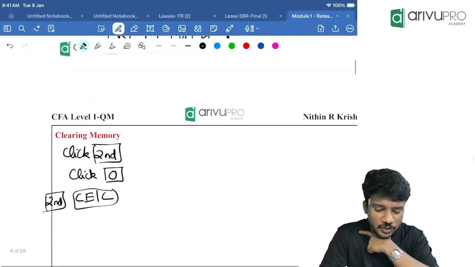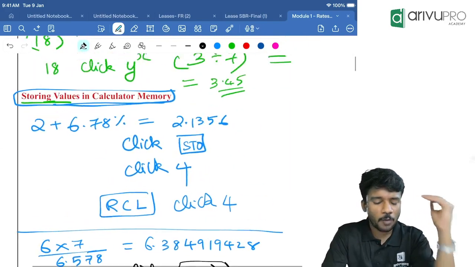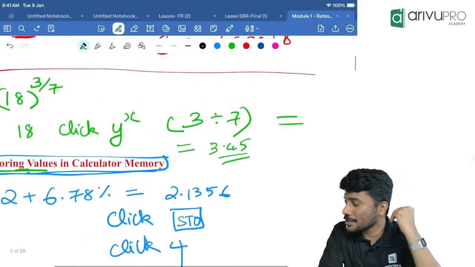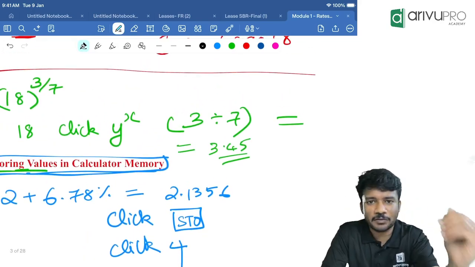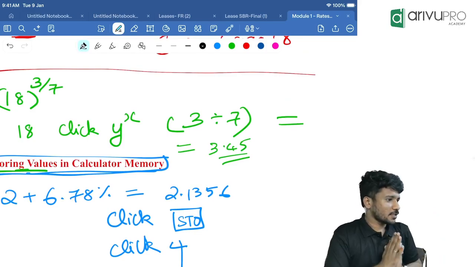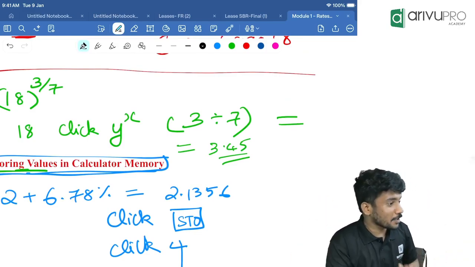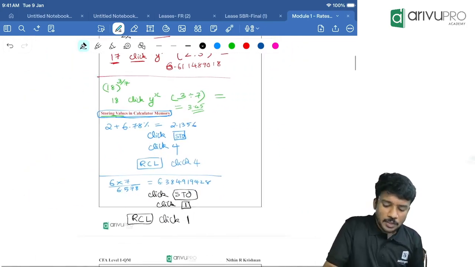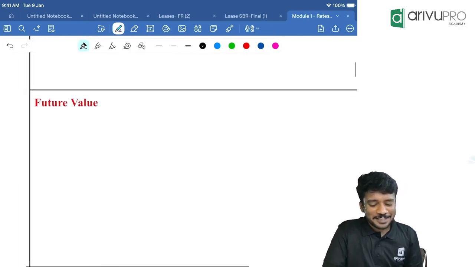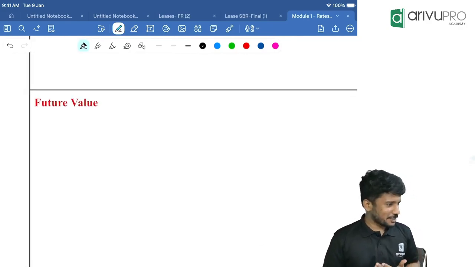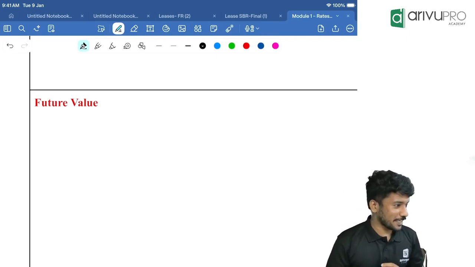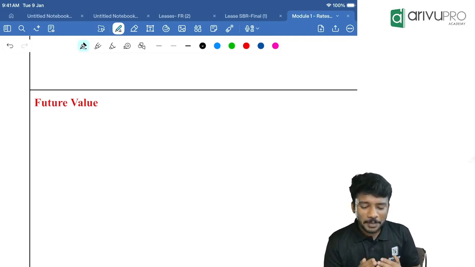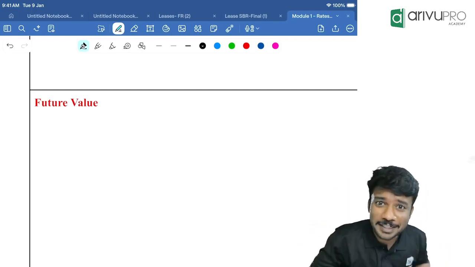Okay. With that done, our basic calculator operations are covered for you with respect to our CFA examination, or even for our FRM examination, the basic calculations. Now there are some calculations we need to know, right? Future value is there, then present value is there. Anyway, I will teach you again in the future, but right now I want to give a preview in front of you.